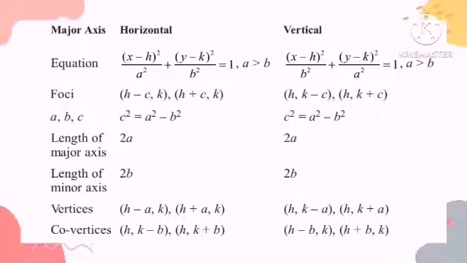Compared to the horizontal major axis, the vertical major axis also has the same formulas or basis in getting the standard form, while we can notice that in the vertical major axis, when we add or subtract, it is always in the y coordinates. While in the horizontal major axis, we can notice that when we add or subtract, it is always on the side of the x coordinates.